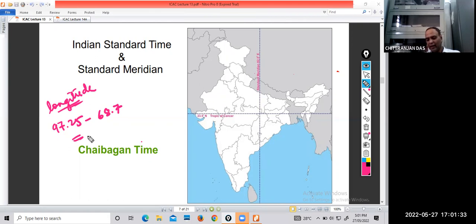Okay, even if it is 28.5, we approximate it because we are taking approximate figures, so we approximate it to 29 degrees. So the total difference is 28.5, which can be considered as 29. Yes or no?